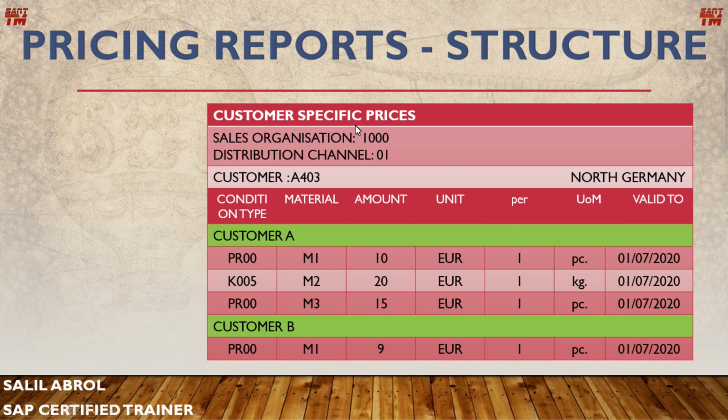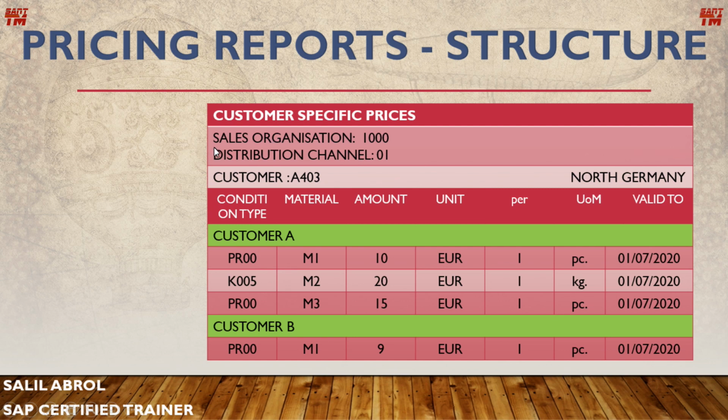See, in this table, in the topmost row, I have written customer specific prices. That means when we were studying the 3 major aspects of pricing reports, how they work, how they analyze the condition records, the first one was this point only: customer specific prices, the customer specific agreements that we have made for a specific time period. Keeping that first point in mind, I have developed this pricing report structure.